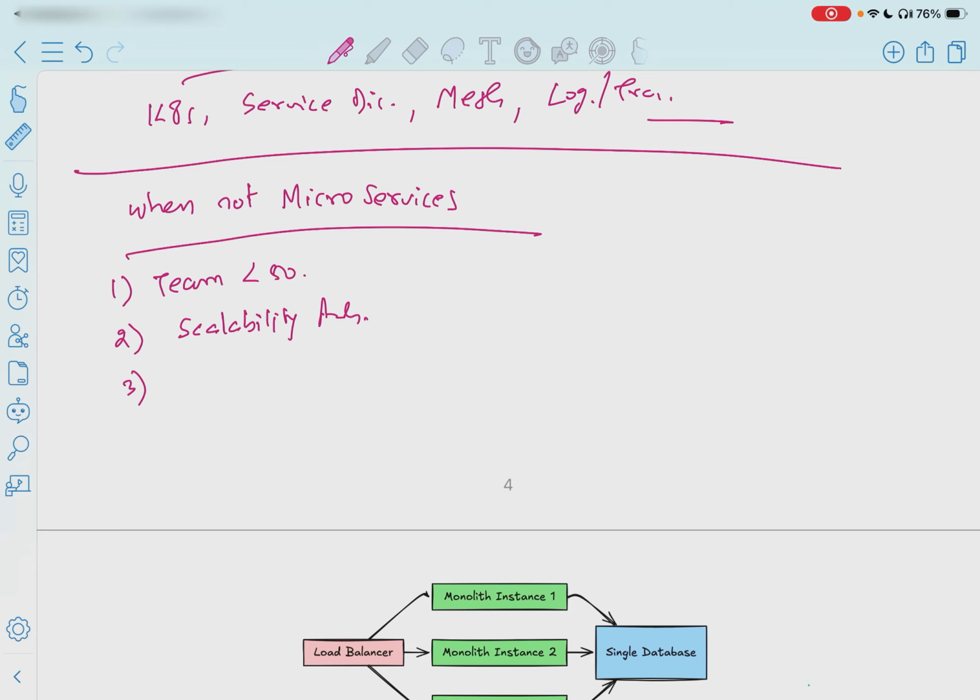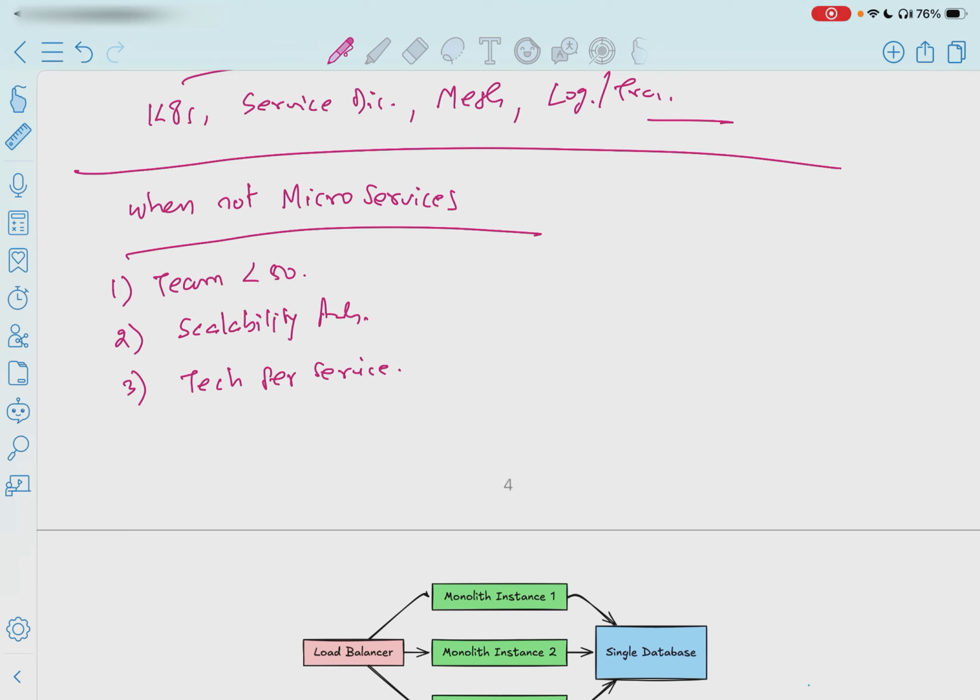Third is if you actually need different kinds of technologies for different services, tech per service, I would say. Then you can go for microservices. For example, you want to write the order service or booking service using Python and the user service maybe using .NET. Then you can pick the microservice architecture.